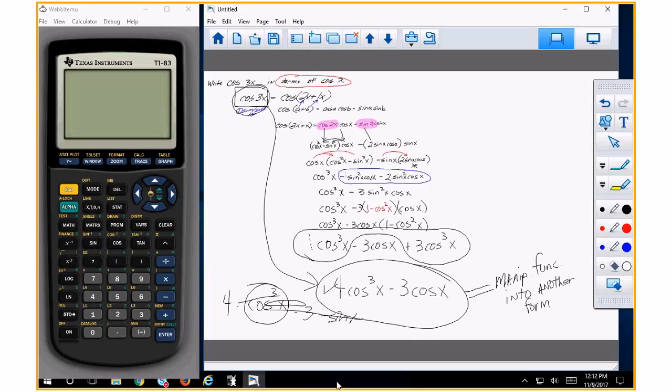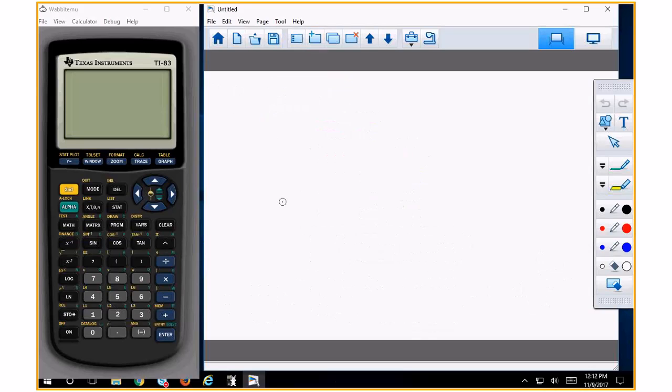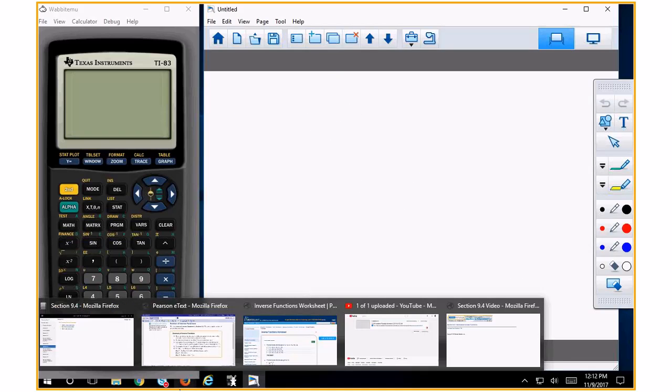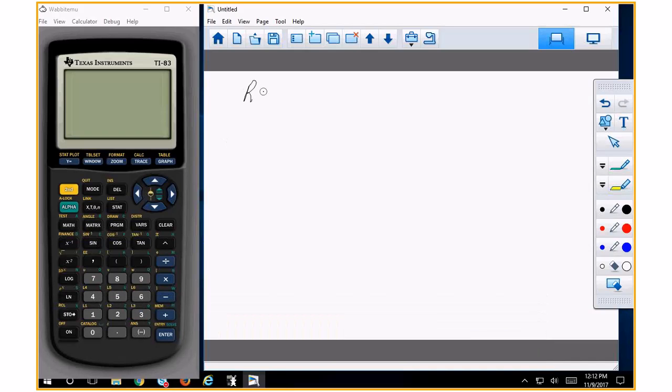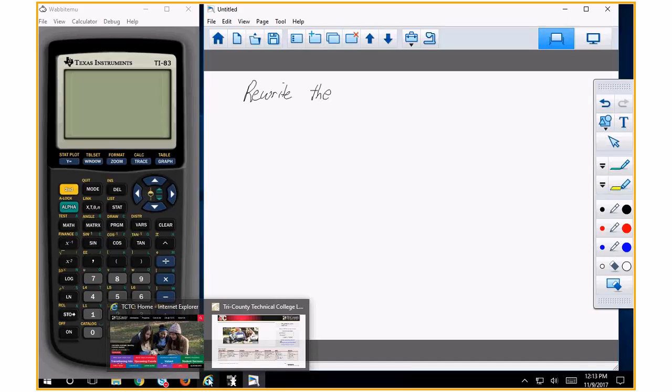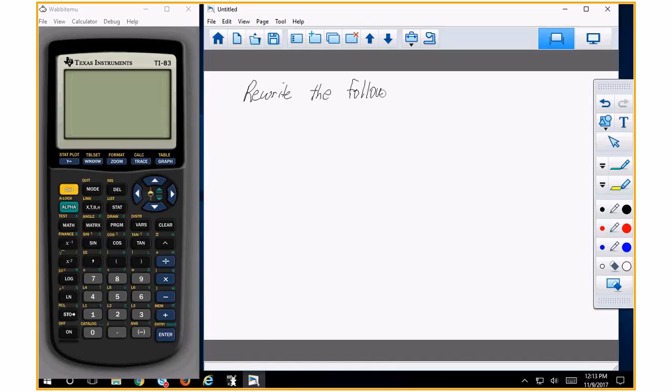All right? I even tell you what to do on this one. Rewrite the following as sum or difference. I didn't tell you which one to use. 2 sine 58 cosine of 102.